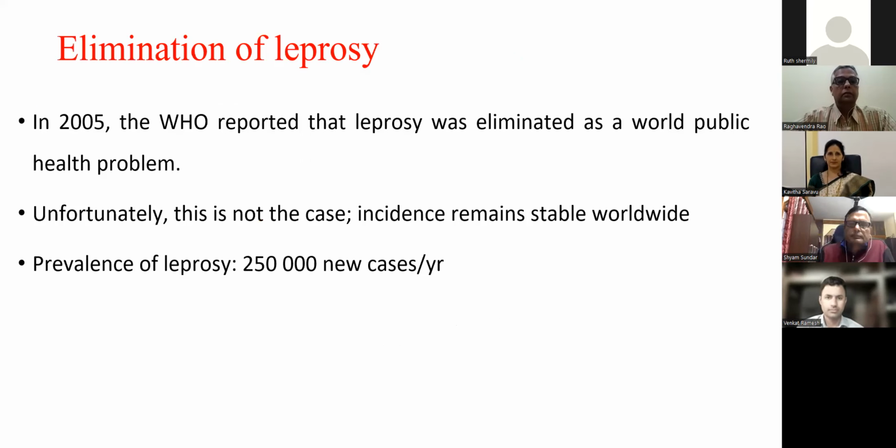So, the Government of India and even the WHO announced that leprosy was eliminated in the year 2005 as a public health problem. But unfortunately, we have been seeing a lot of cases of leprosy, even among children. And we also happen to see a lot of children with deformities, which indicates that leprosy is still prevalent in the community, in certain pockets of the community. So that is why we need to know about this disease very well.